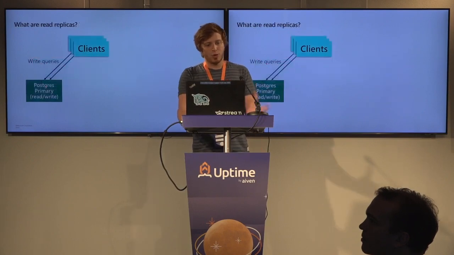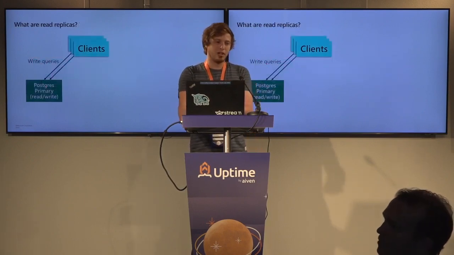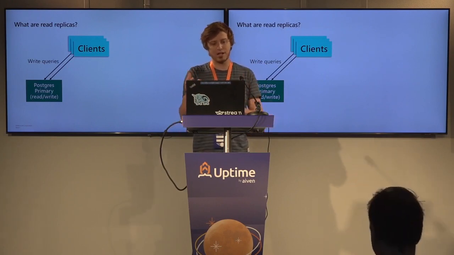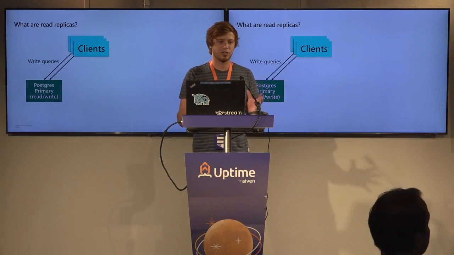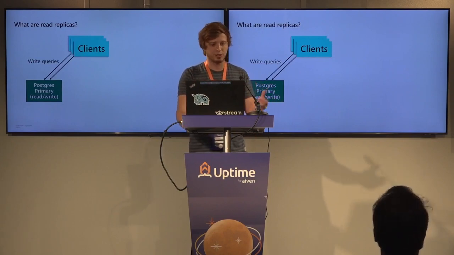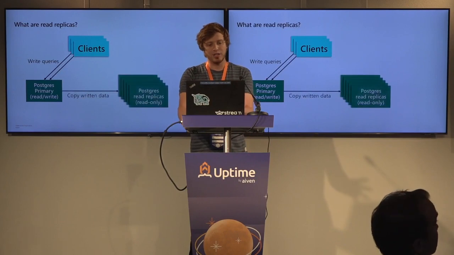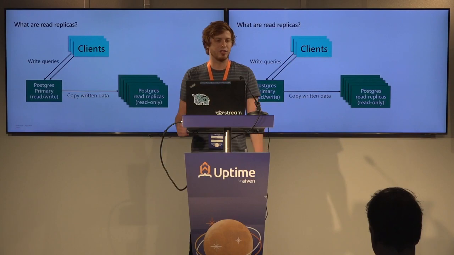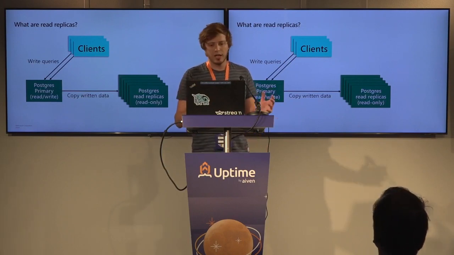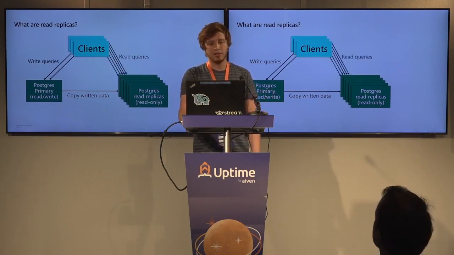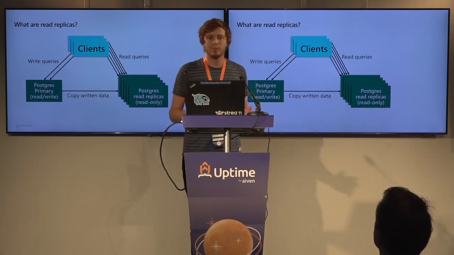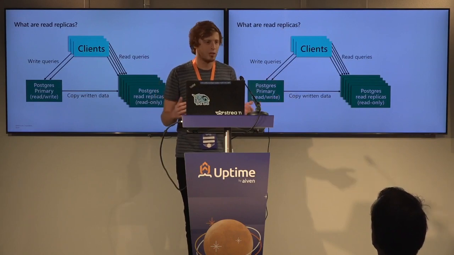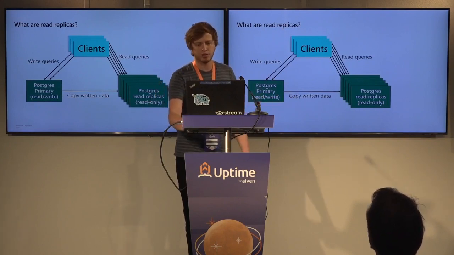So what are read replicas and how do they solve this? Instead, your clients do the write queries to your Postgres server, which is now called the primary because it does read and write traffic. And that primary will copy all the written data to the Postgres read replicas, which can be multiple servers, and those servers handle all the read queries. So this way, you split your queries across multiple servers, and you can add servers when your load becomes too high for a single server to handle.